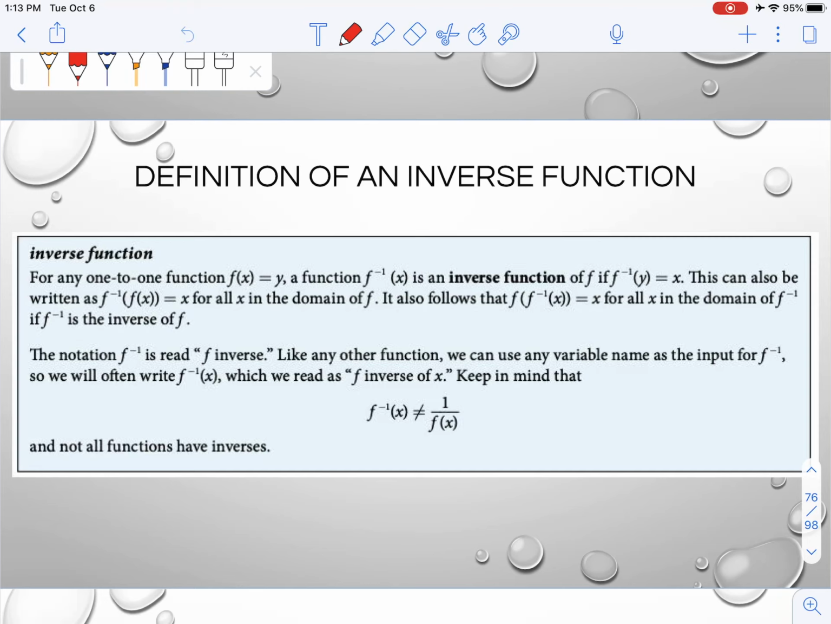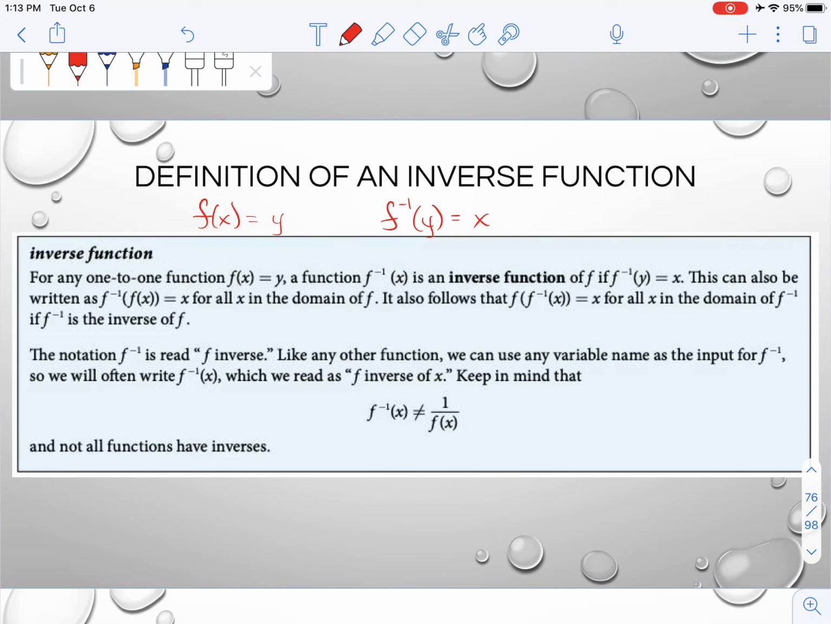So we have an input or an original function f of x equals y, right? I have an input of x and output of y. An inverse function, f inverse of y equals x. So I take the output from the original function, I put it in the inverse function, I get the original input back, right? So they must undo one another.